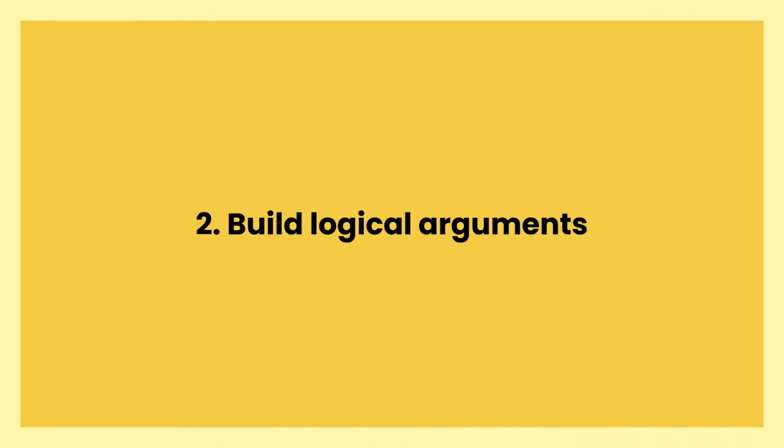Two: build logical arguments. In content marketing, almost everything you write should persuade readers to think a certain way. To persuade, you need to include logical arguments. Very few writers can build persuasive arguments, mostly because they don't really understand what an argument is. An argument consists of three elements: a set of claims, a conclusion, and reasons to believe that your claims are true. The conclusion is the main claim in your argument.